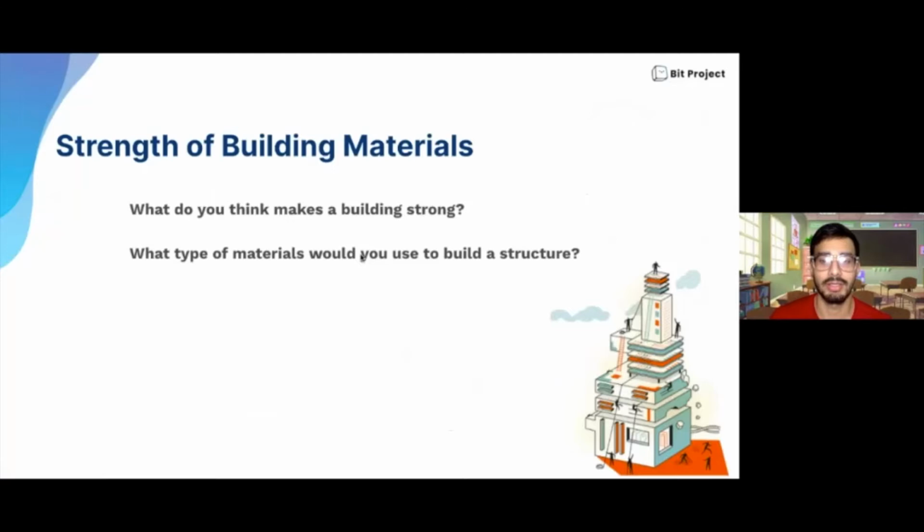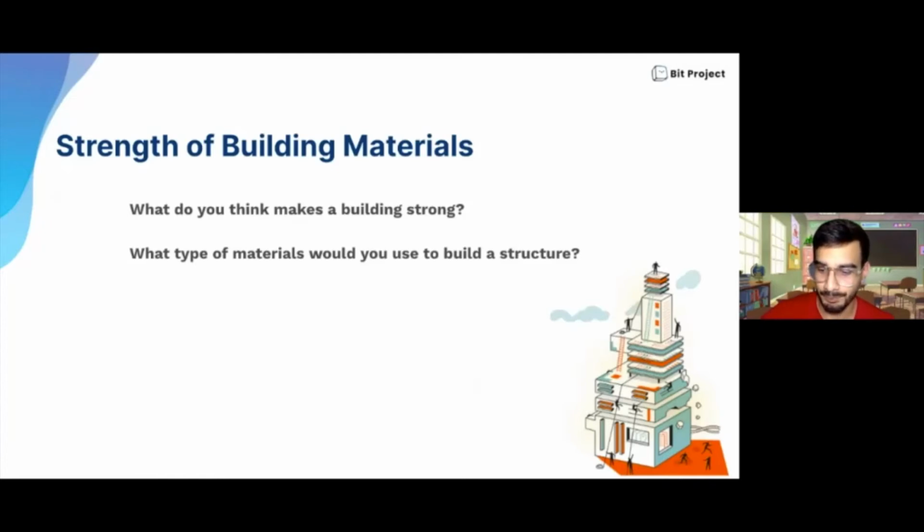Okay, so now we're going to look into the strength of buildings. We talked about all these different types of forces that buildings have to withstand and are subjected to every day. But what do you think makes a building strong? Or maybe there are some types of materials you would use to build a structure. So one, what do you think makes a building strong? And two, if you were to make a building, what material would you use?